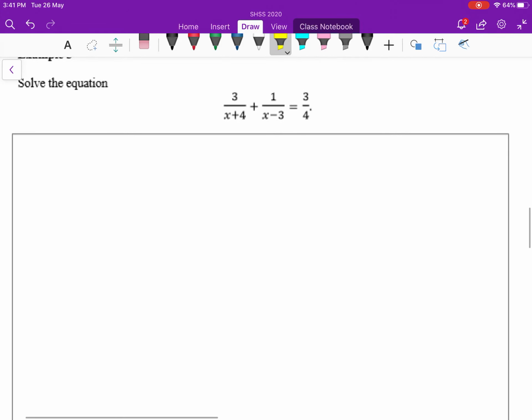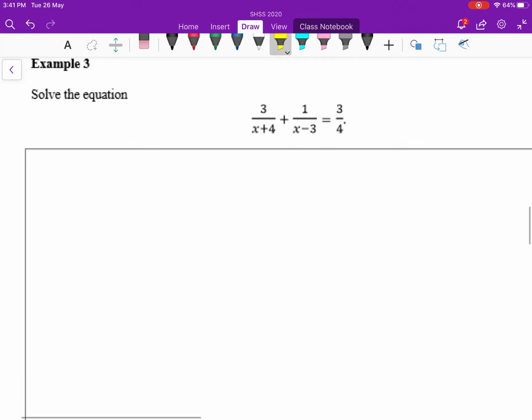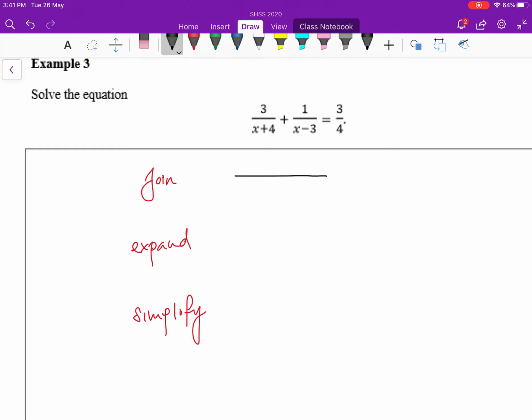Same for example number 3, fraction plus fraction must have the same denominator. So join, expand, simplify. You do the same thing. Join, expand, simplify. It's the same 3 steps. Join them together with the same denominator. Now from here, we know we need to times x minus 3, the other side is times x plus 4.